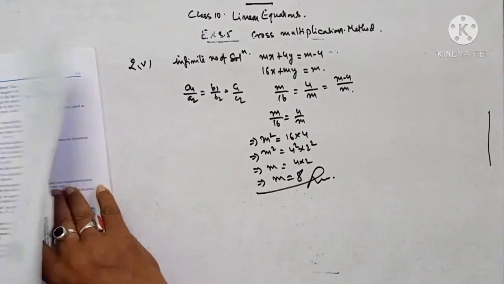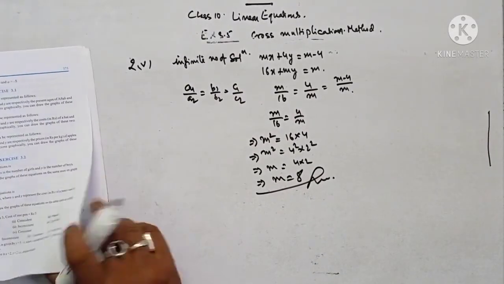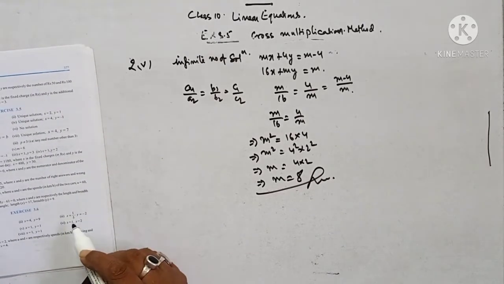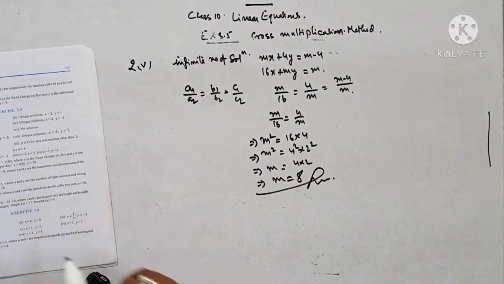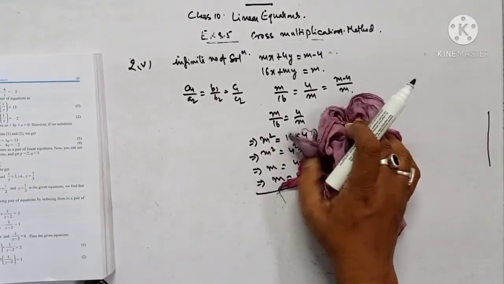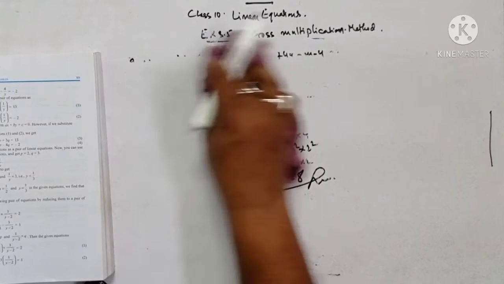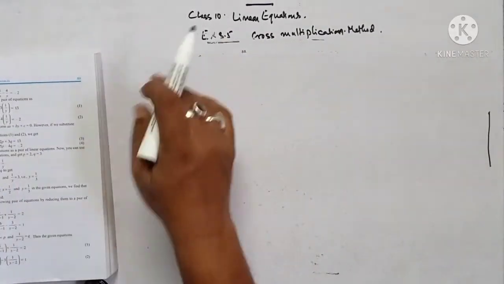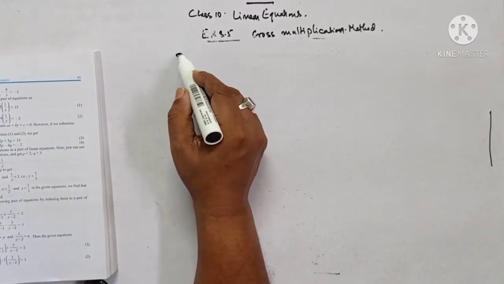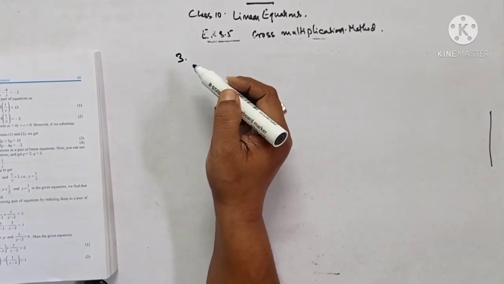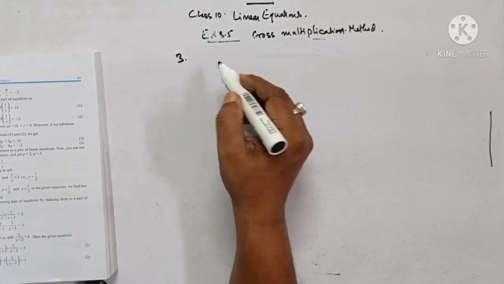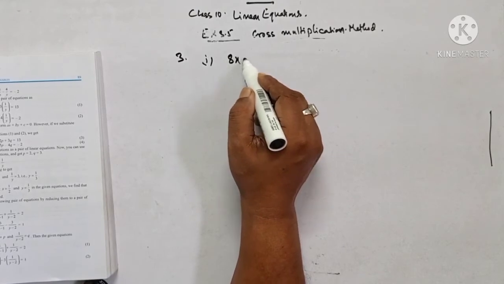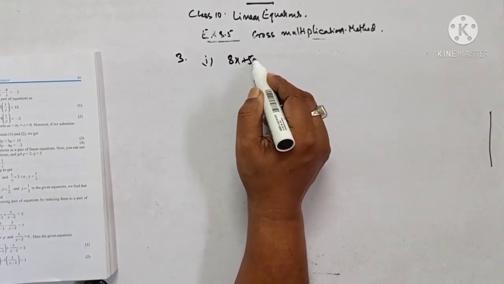This is correct after all, just for satisfaction. I'm saying the answer to question 24 is 2 fifth, and question 25, m is equal to 8. Now you have to solve question number 3. It is a cross multiplication, so I'm going to do only one for you. The rest you can do yourself. The method you know, and I have already demonstrated it.